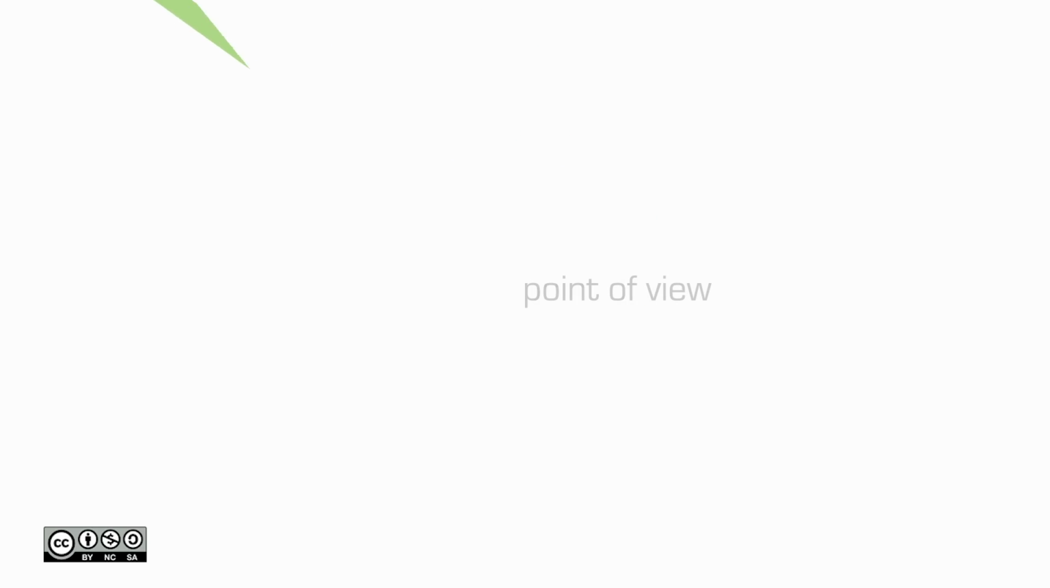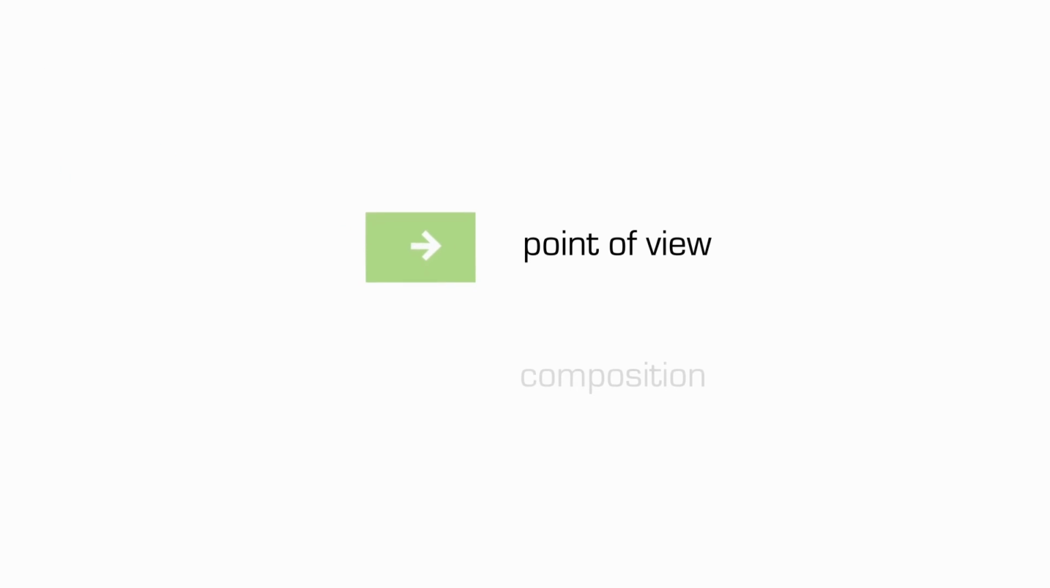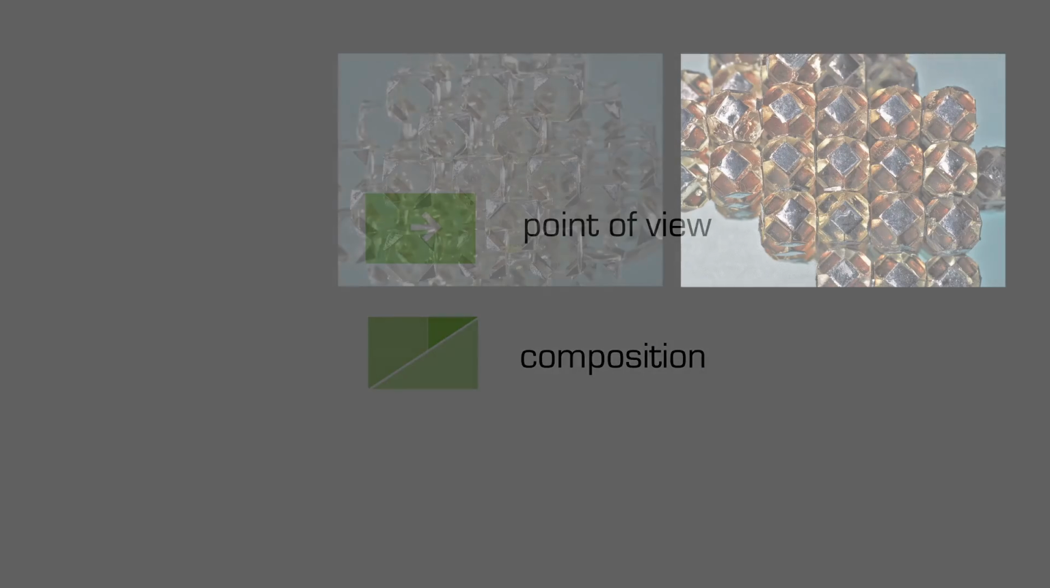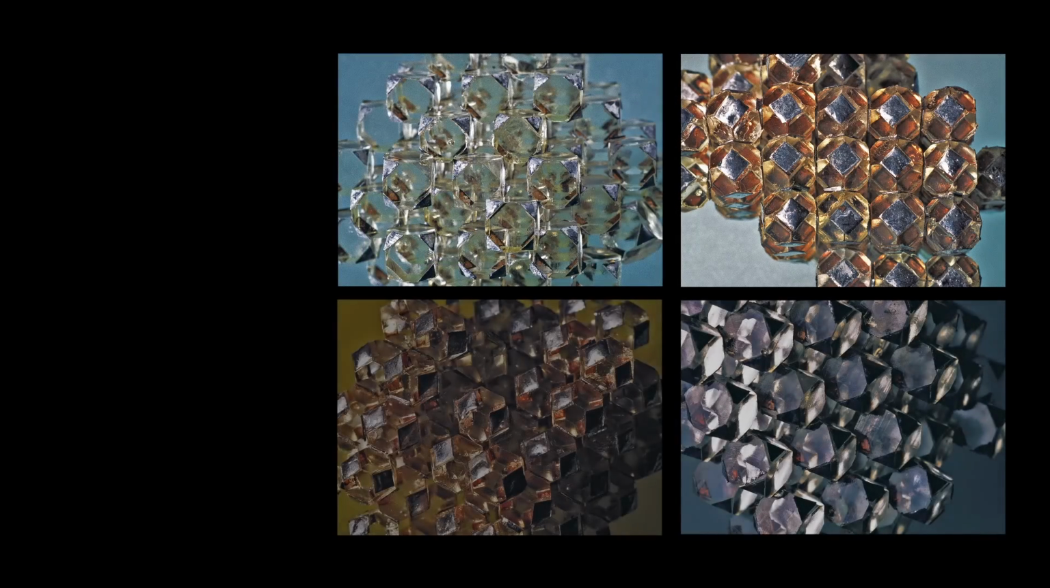We're going to take a look at how point of view and composition are very clearly connected. But before we show the connections, we have to sort of visually define what I mean by point of view, for example. So take a look at these four images.